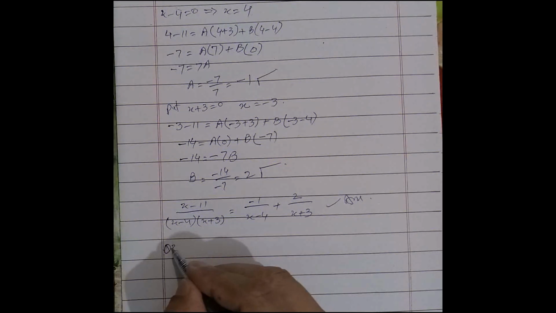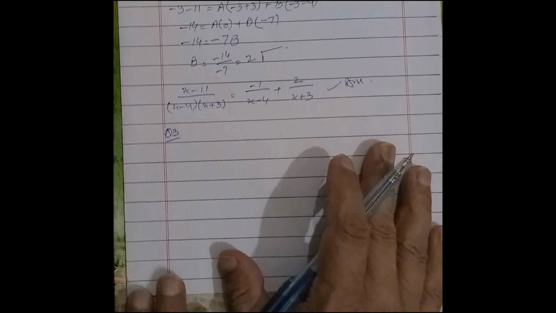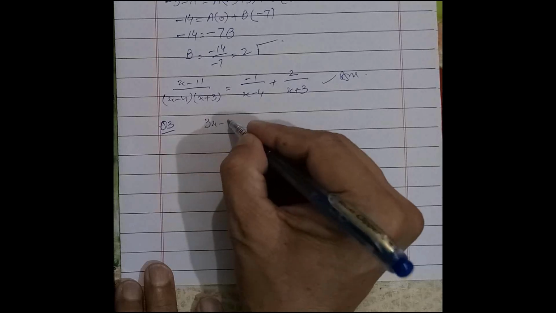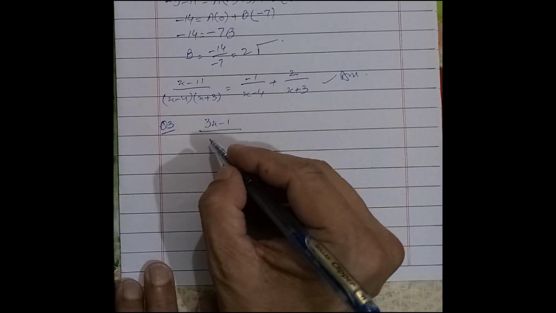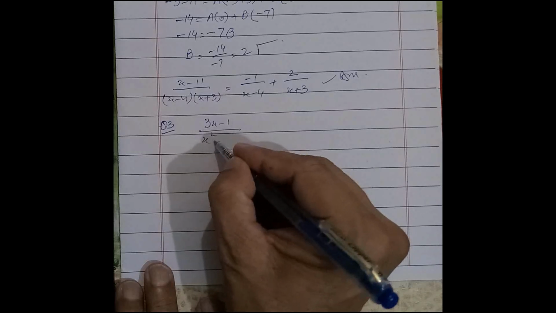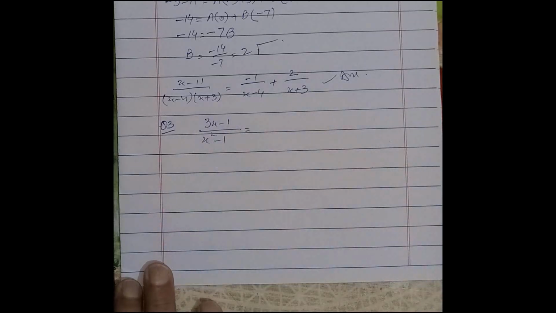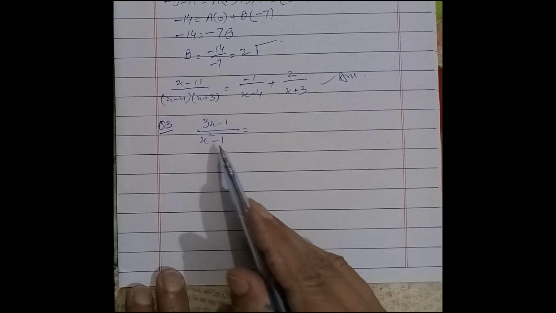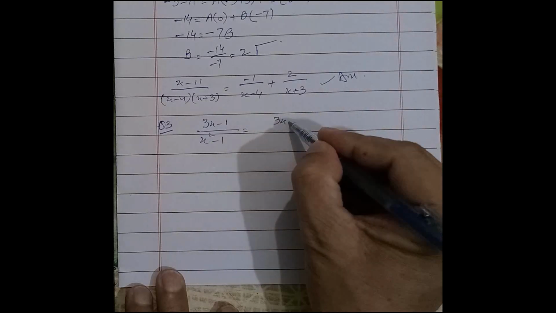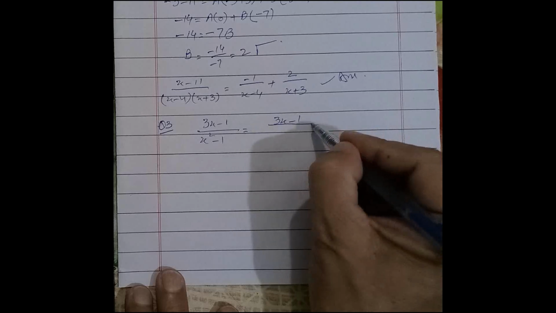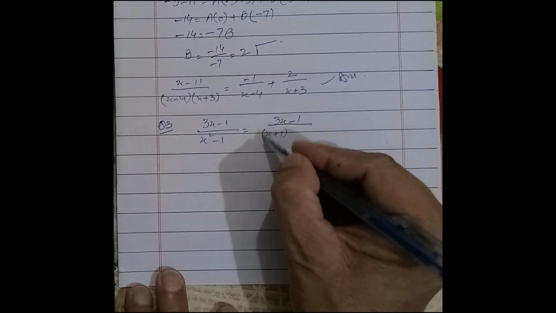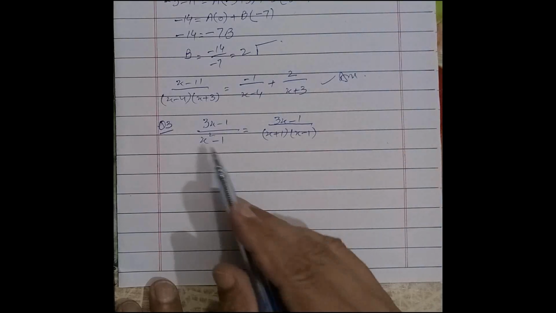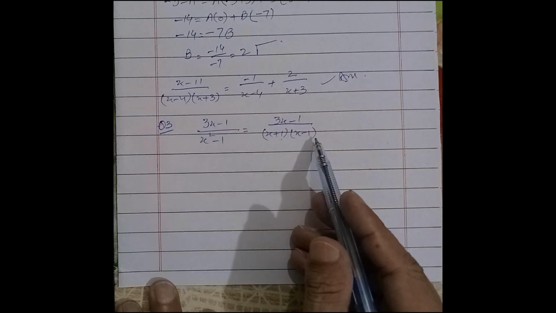Question 3, which is 3x minus 1 over x square minus 1. Now first we factorize the denominator, which is x square minus 1, and we get 3x minus 1 over x plus 1 into x minus 1, and we know that a square minus b square is equal to a plus b into a minus b.